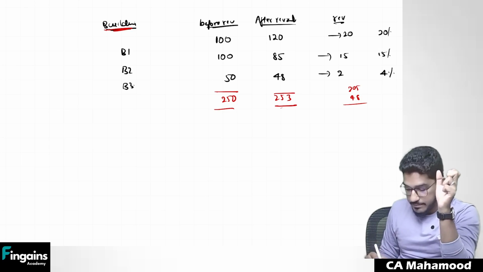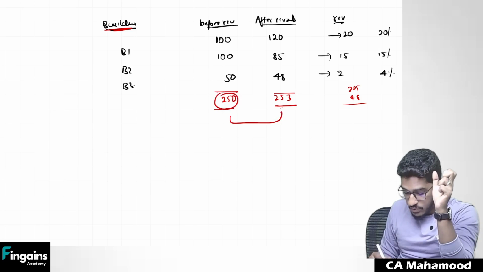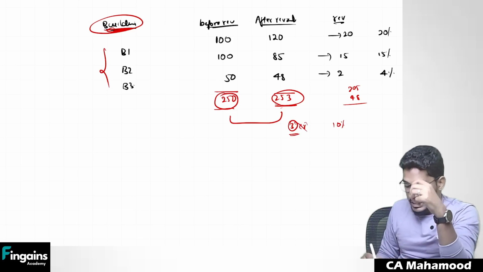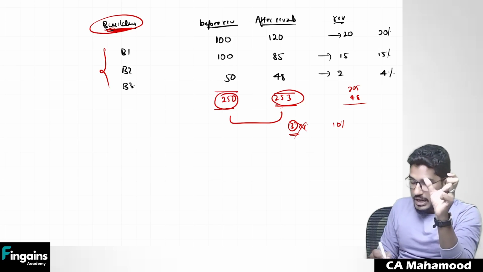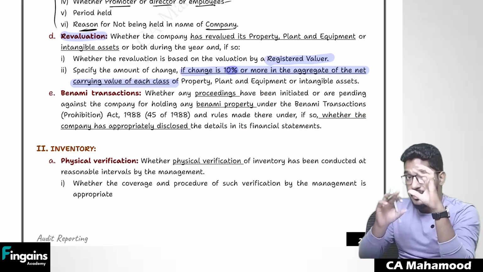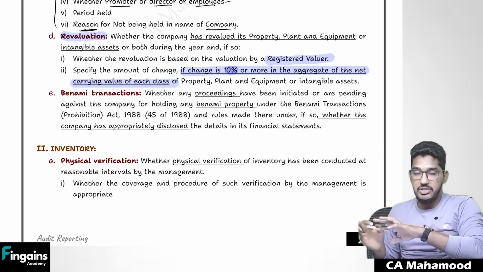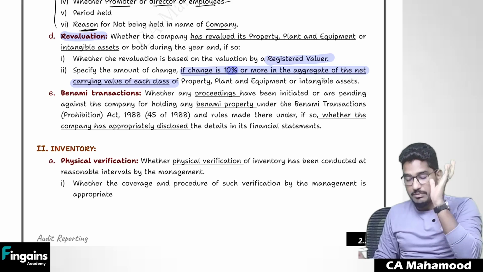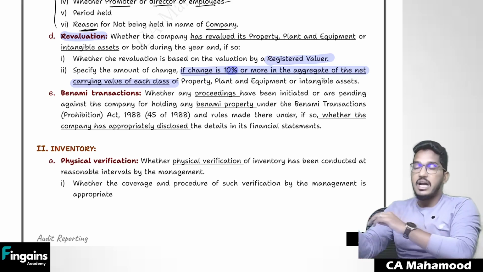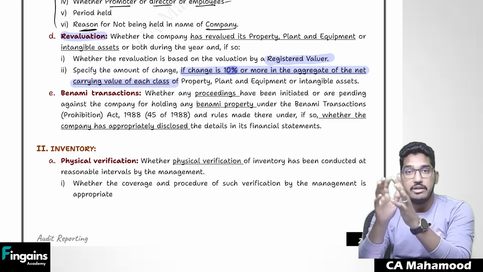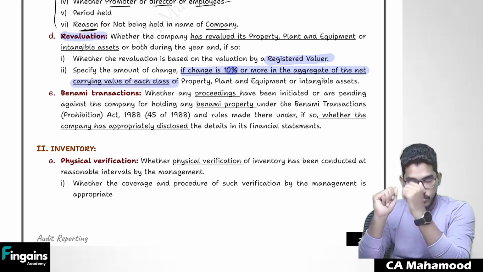Yes, 253. So if I check the value of the entire class before and after revaluation, the change is hardly 3 crore, which is not at all 10%. So am I required to report the amount here? No, you are not. You are required to report the amount only when the change is 10% or more for the entire class of asset, not for individual assets. That is the fourth point. So regarding revaluation, two things: whether it is done on the basis of a registered valuer, and if the change is 10% or more for the carrying value of the entire class of PPE, mention the amount.